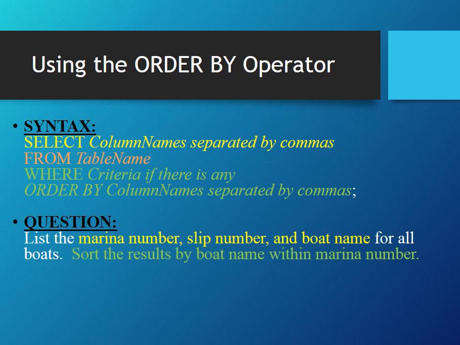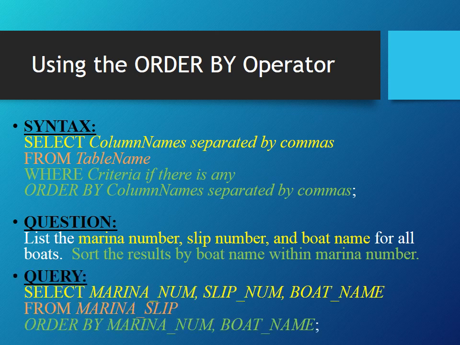Now let's see, here's our question. List the marina number, slip number, and boat name for all boats. Sort the results by name within marina number. That means you are sorting by two different items. Let's see if you get it right. As you can see here, you have the marina number, comma, boat name as your ORDER BY, because first you need to sort for the marina number and then the boat name.